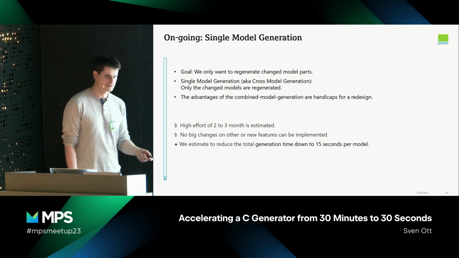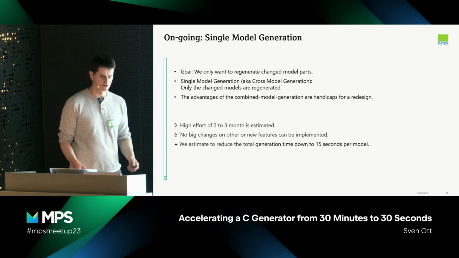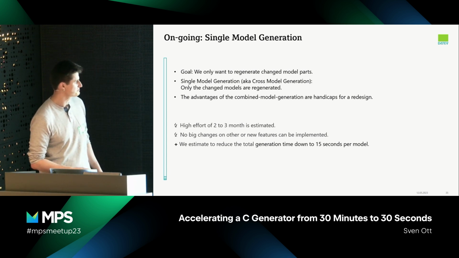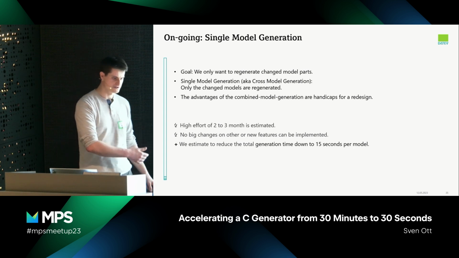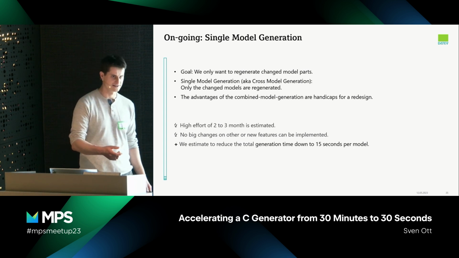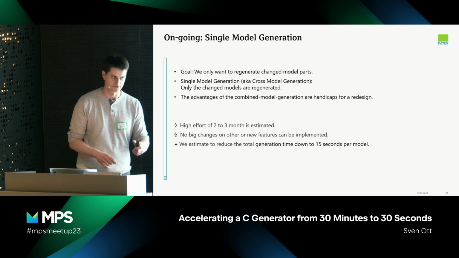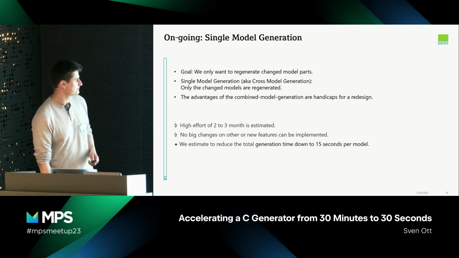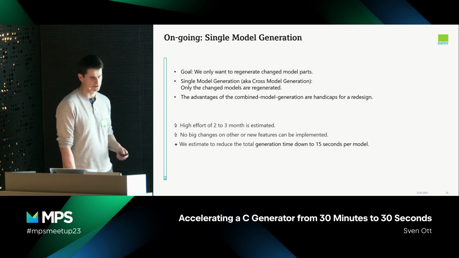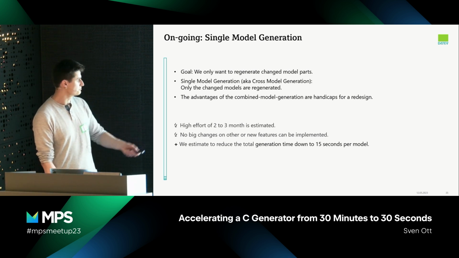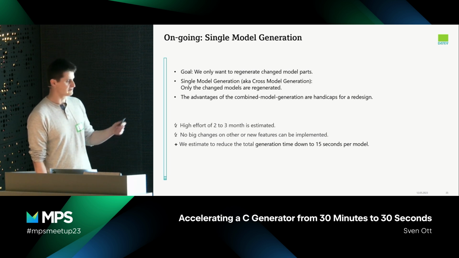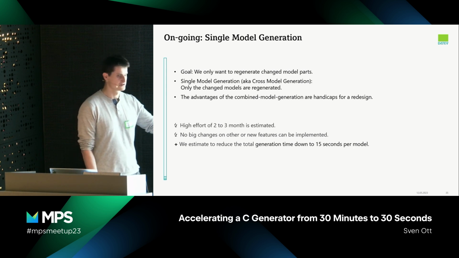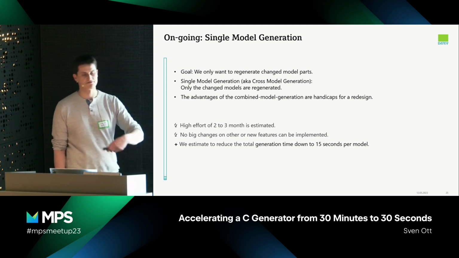Of course, it doesn't make sense to always generate everything. I think 300,000 nodes is the size of our biggest user model. So if only one node of 300,000 nodes changed, you only want to regenerate this one node or maybe the stuff around that one node, and you don't want to regenerate everything. So what's currently ongoing is that we would like to move to single model generation and only regenerate the changed model. However, the advantages of this combined model generation, as I call it, are now handicaps to redesign the generator because we have to change a lot.